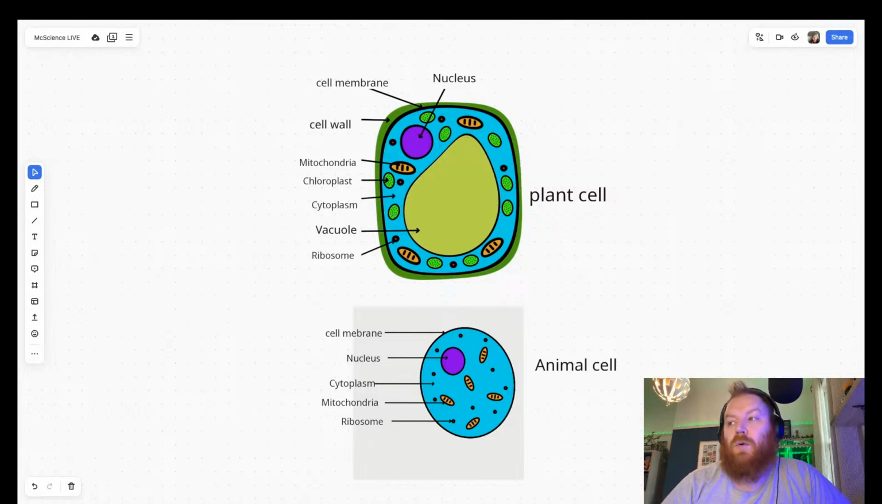Now, I want to also add a few other cell types. Now, we've been talking about animal cells, we've been talking about plant cells. So, animal and plant cells are classified as what we call eukaryotic cells, which means they have a nucleus. If you think about it as eukaryotic cells, we then have prokaryotic cells. So prokaryotic cells have no nucleus.